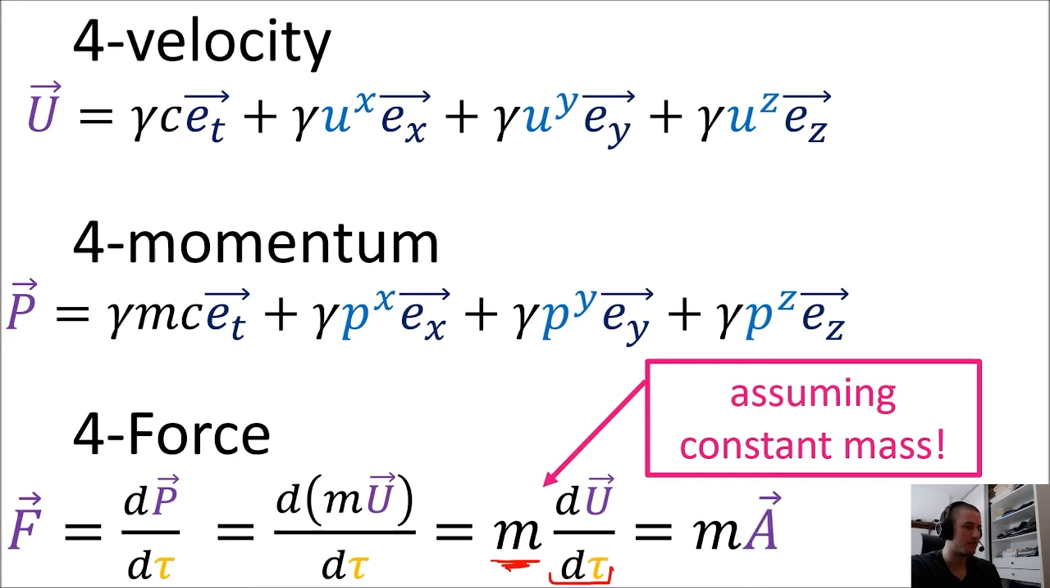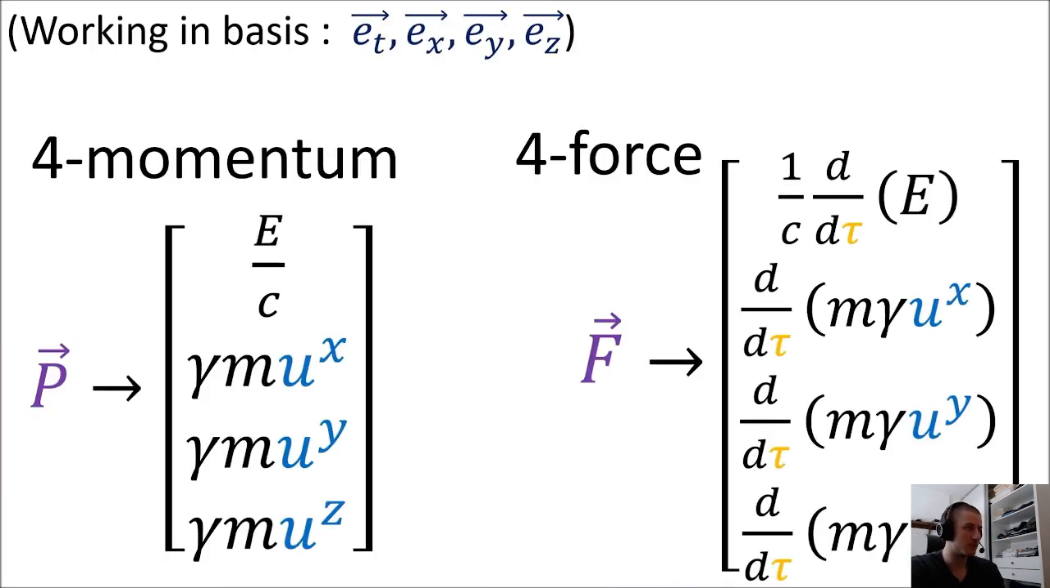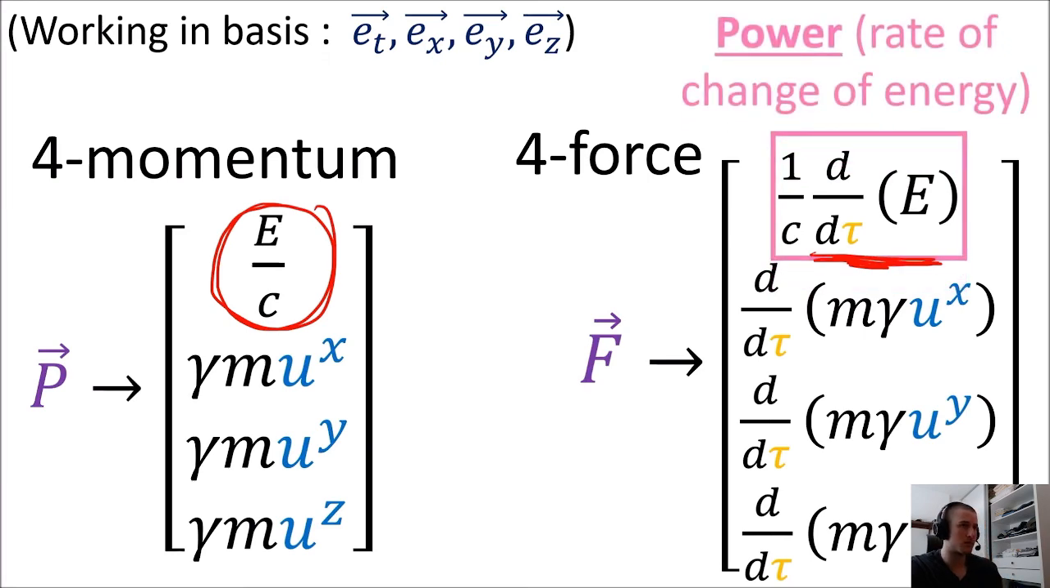So the famous equation F equals ma is actually 4-dimensional in special relativity. It's worth noting that the time component of the 4 force vector is the derivative of the time component of momentum with respect to proper time. Since the time component of momentum is energy, this is the derivative of energy with respect to time, which is power. So the time component of the 4 force is a power term.